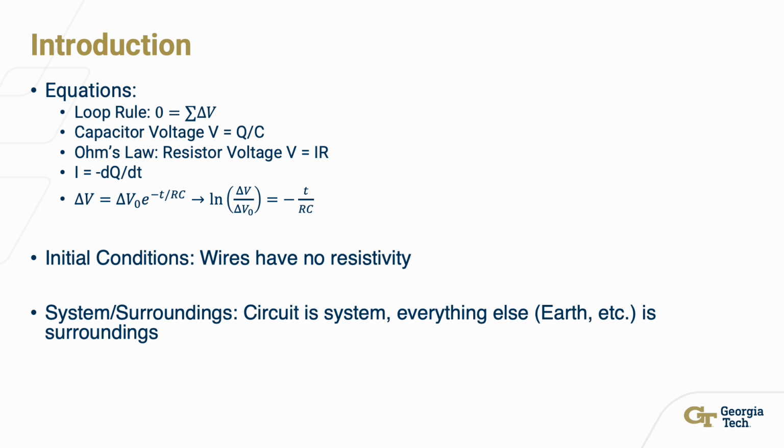So the equations we had: the loop rule is 0 equals the sum of the differences in voltage. Capacitor voltage is V equals Q over C. Ohm's law, which is resistor voltage, V equals IR, and then I equals the negative derivative of Q with respect to time. And then for the last bit in the calculations of RC, we use delta V equals delta V naught times e to the negative t over RC, giving us that the natural log of delta V over delta V naught equals negative t over RC, which we can then use to calculate RC. Initial conditions: wires have no resistivity. Systems and surroundings: the circuit is the system, everything else is surroundings.